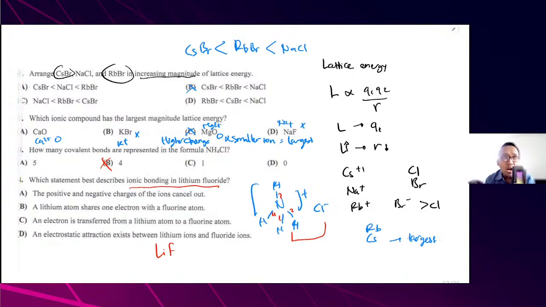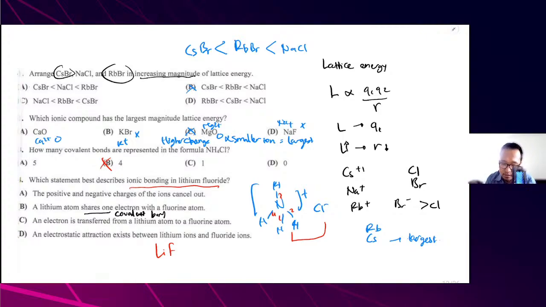Okay, charge canceling doesn't describe the bond itself. The lithium atom shares one electron with the fluorine atom. Like I mentioned, sharing electrons describes a covalent bond, not ionic. For ionic, like I mentioned, it's a transfer.